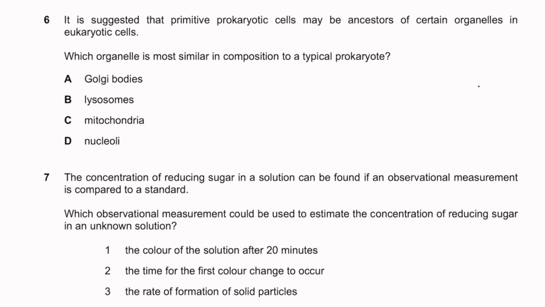Okay, it is suggested that primitive prokaryotic cells may be ancestors of certain organelles in eukaryotic cells. So which organelle is most similar in composition to a typical prokaryote? Actually, that would be the mitochondria, because just like the mitochondria, prokaryotic cells have circular DNA and they have free 70S ribosomes and only 70S ribosomes. So I would say C, obviously not the nucleoli, not the lysosomes, not the Golgi bodies.